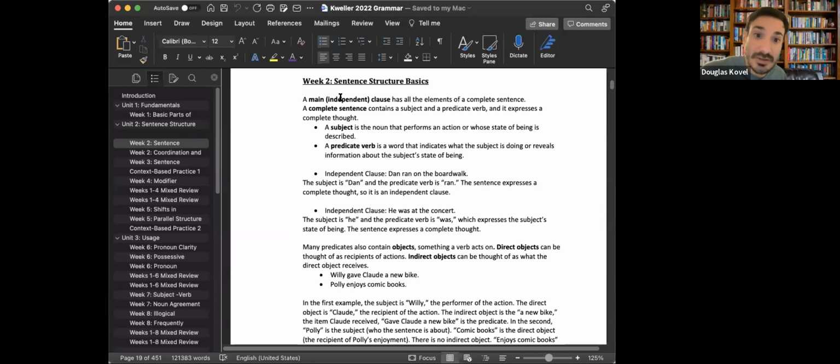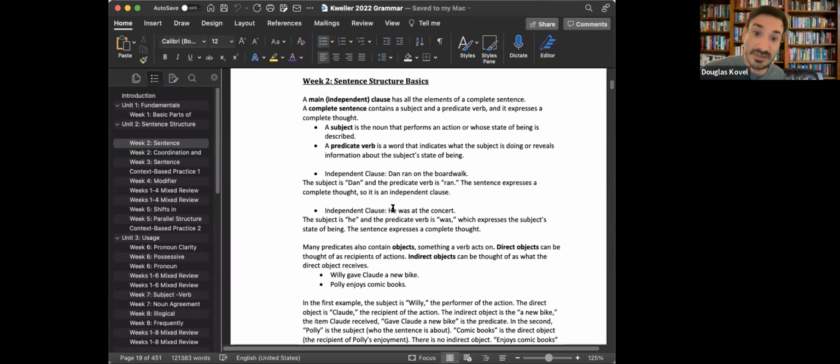An independent clause, or main clause, has all the elements of a complete sentence. A complete sentence always has a subject and a predicate verb, which tells you what the subject is doing or gives information about its state of being, and it expresses a complete thought. So if we look at these 2 examples: Dan ran on the boardwalk. Dan would be the subject because that's the noun performing the action. Then, ran on the boardwalk is the predicate. That's what Dan is doing, so ran would be the verb. We see that that's a correct and complete sentence, so that's an independent clause. And then I have another independent clause: He was at the concert.